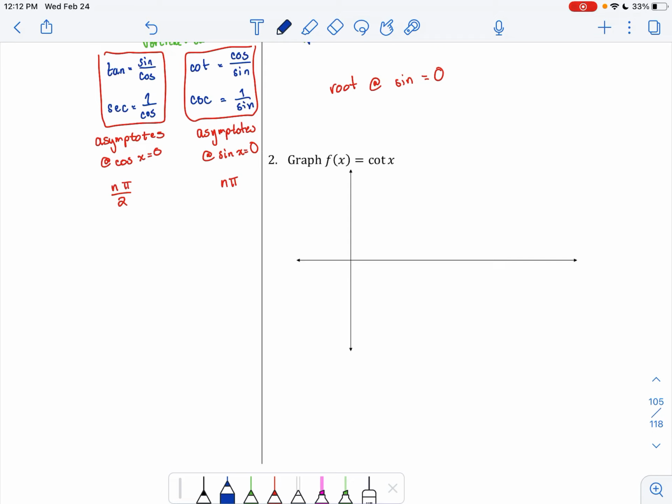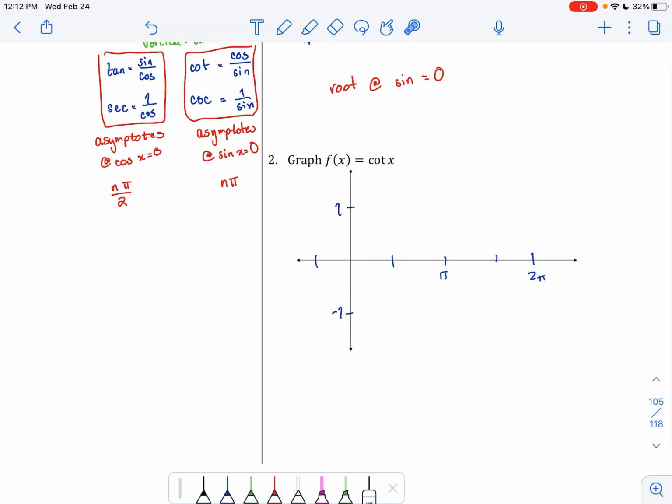Cotangent's going to work out really similarly. I'm going to do 2 pi divide. As I said, you can mark the amplitude, but it is only going to matter for secant and cosecant in this lesson. Then I'm going to mark the asymptotes.